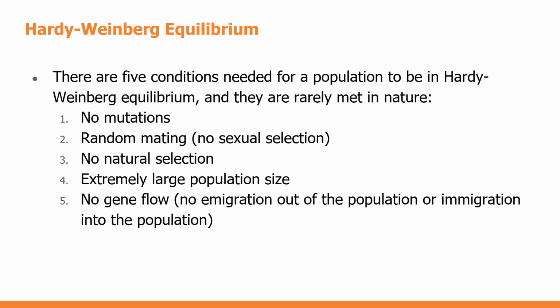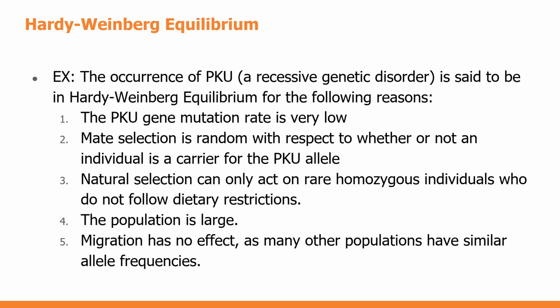Number 1, no mutations occurring. Number 2, truly random mating, meaning no sexual selection. Number 3, no natural selection. Number 4, extremely large population size. And finally, number 5, no gene flow, meaning there's no emigration out of the population or immigration into the population. These 5 conditions must be met for a population to be considered to be in Hardy-Weinberg equilibrium. So let's take an example, okay?